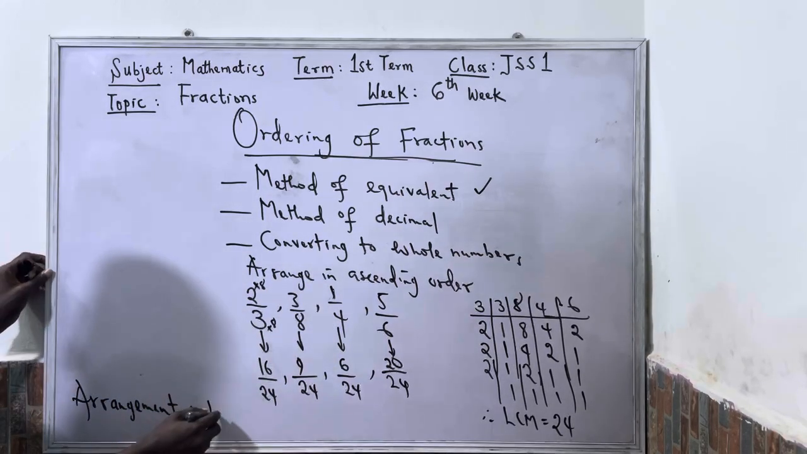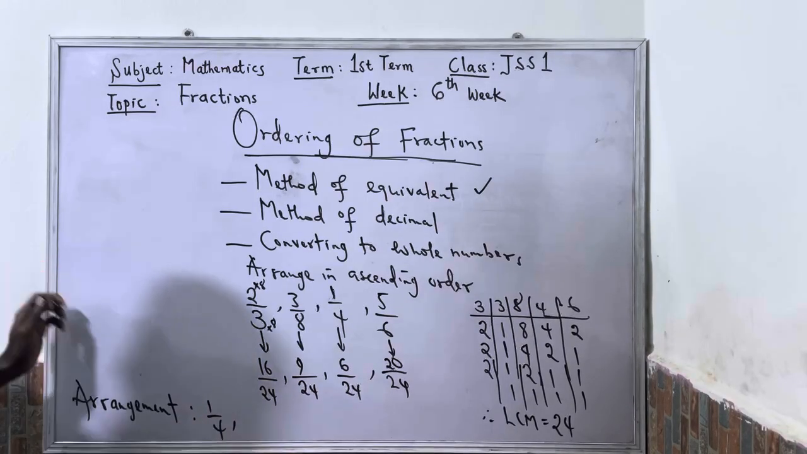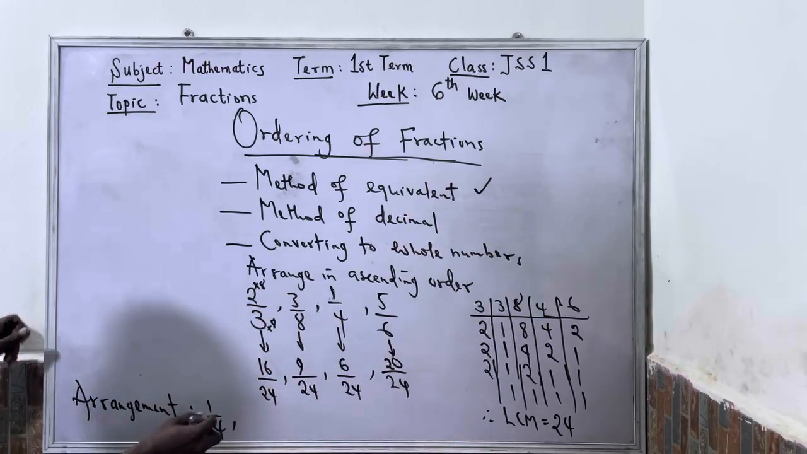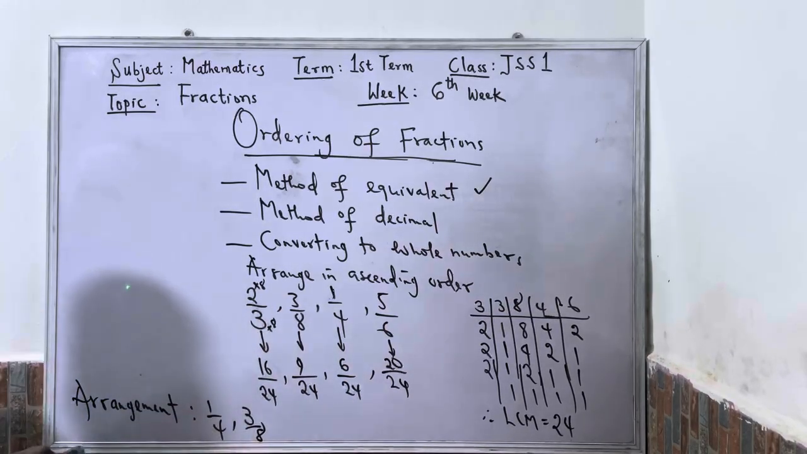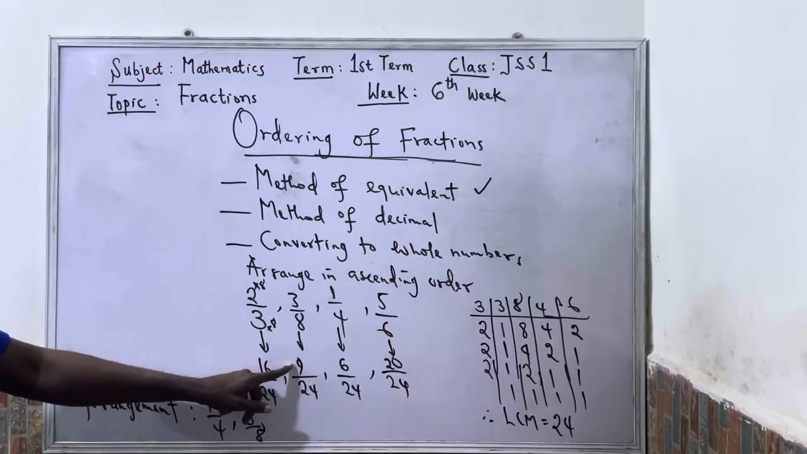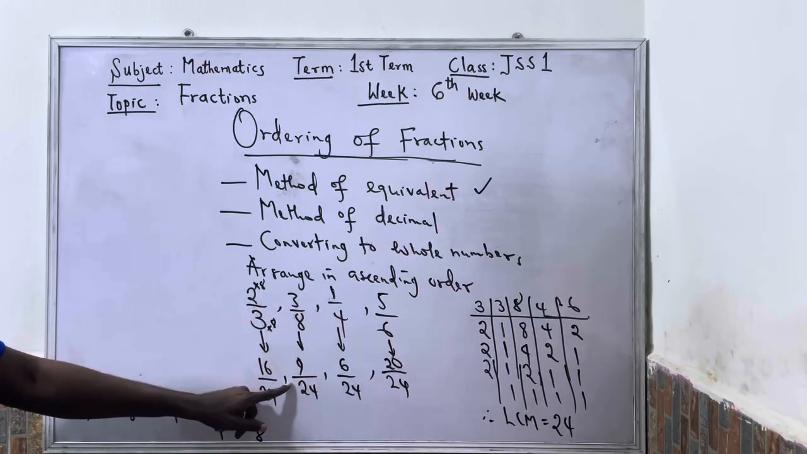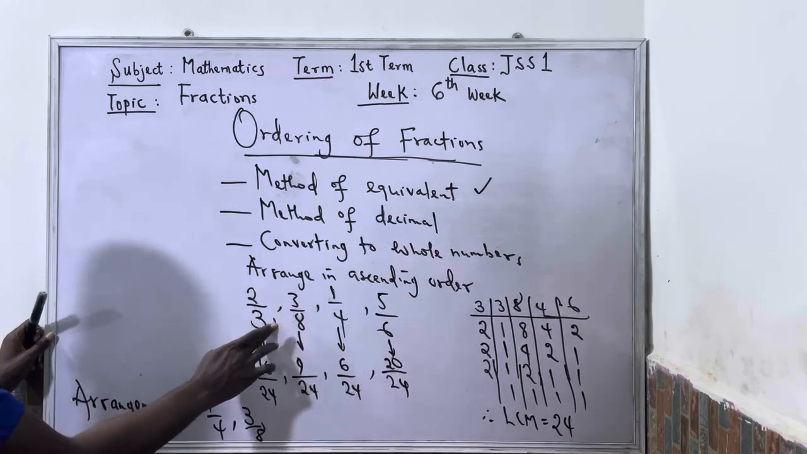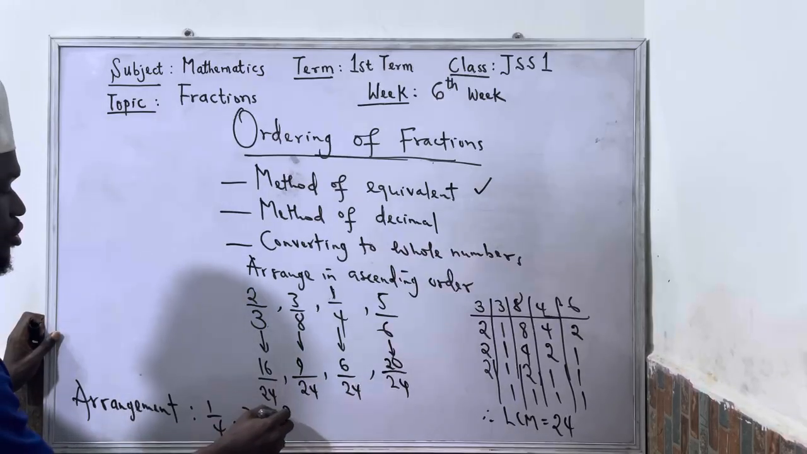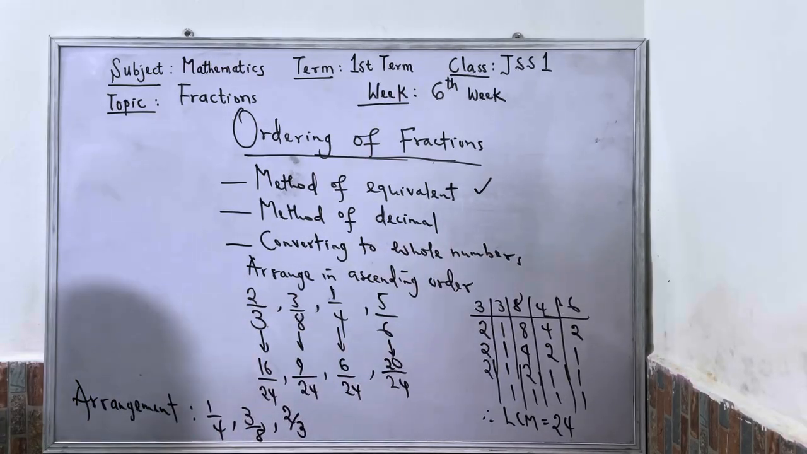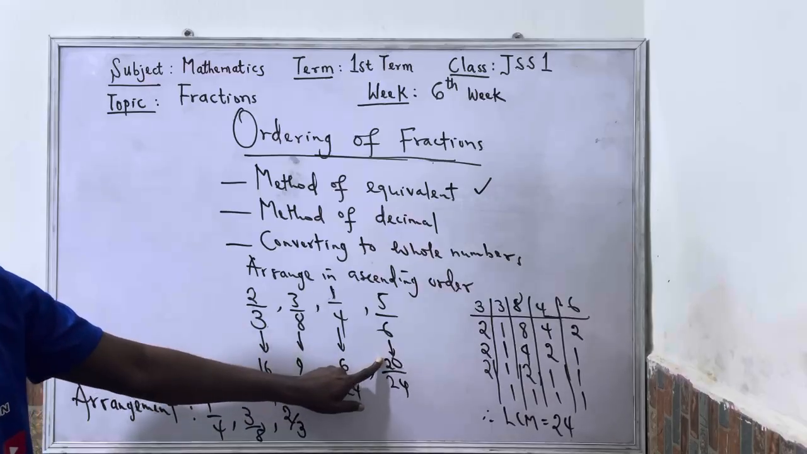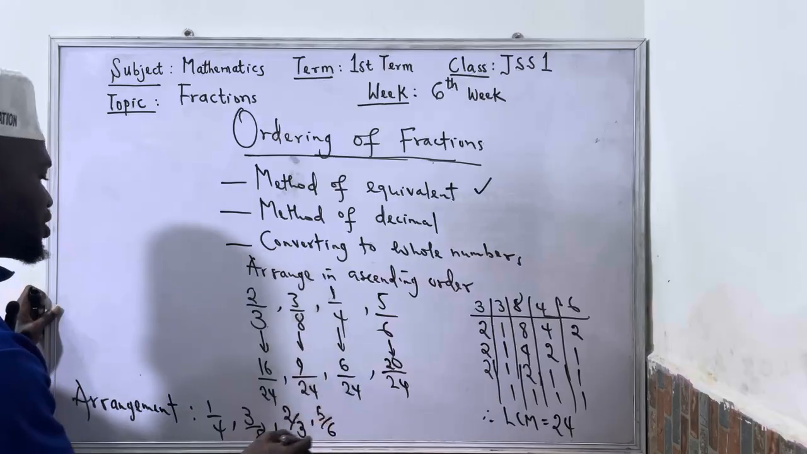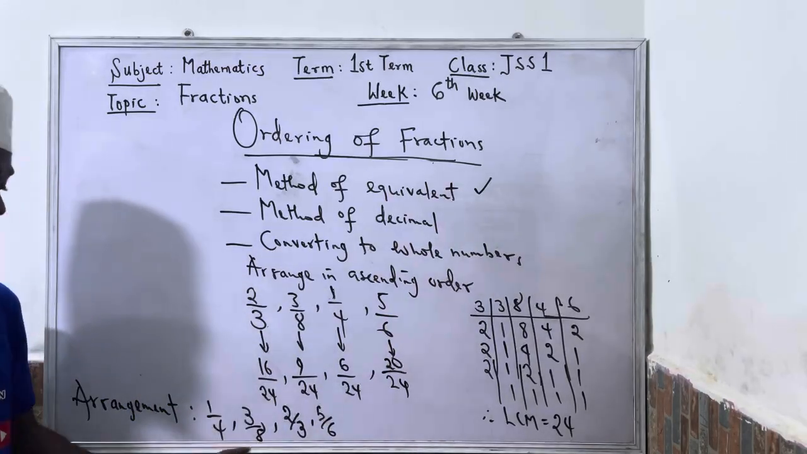I will start with 1 over 4 is the smallest, followed by what? Okay, followed by 9 over 24, which corresponds to 3 over 8. That means 3 over 8 is the next. Then, after 3 over 8, which corresponds to 9 over 24, 16 over 24, which is 2 over 3. So next is the last one, which is the biggest, 20 over 24, which is 5 over 6. So this is the arrangement in ascending order.